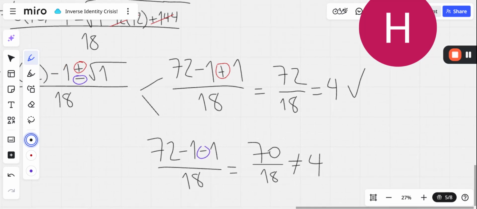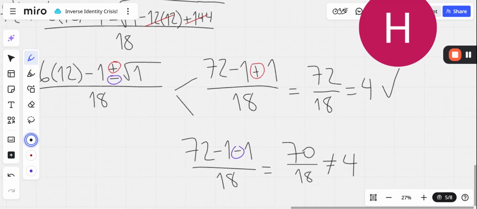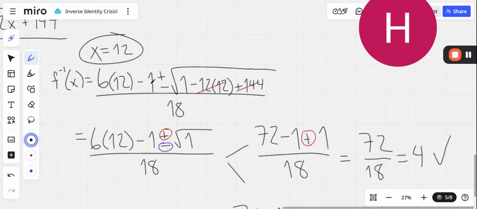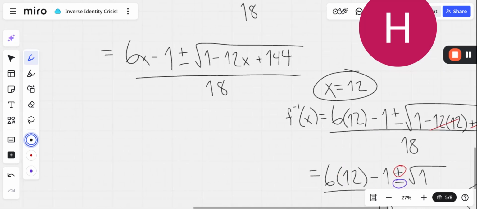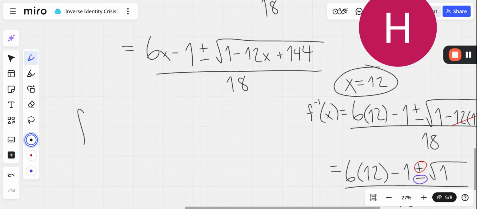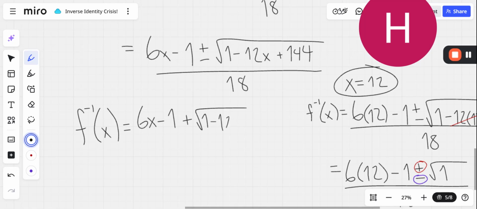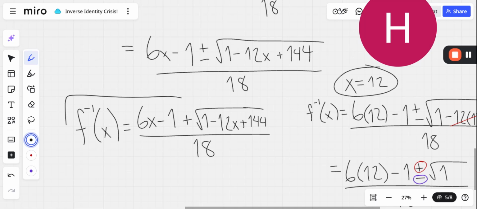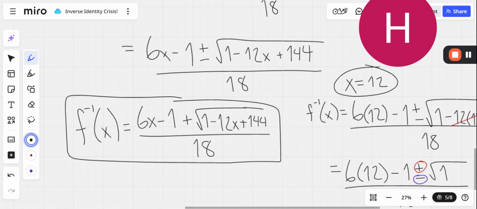So that reveals to us which is the correct expression, I guess you can say, to use for our inverse function. We're going to be using the positive root. So we get that the f inverse of x is 6x minus 1 plus the square root of 1 minus 12x plus 144, all over 18. And that is our inverse function.